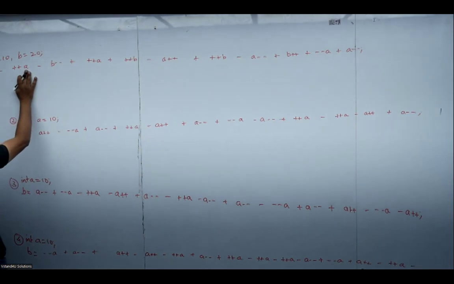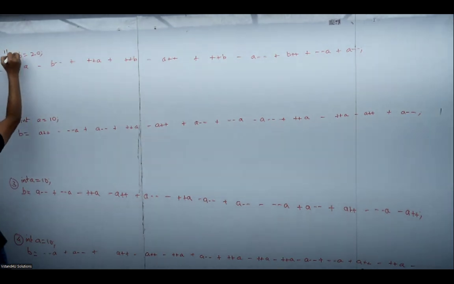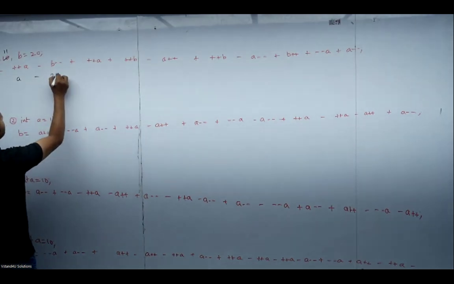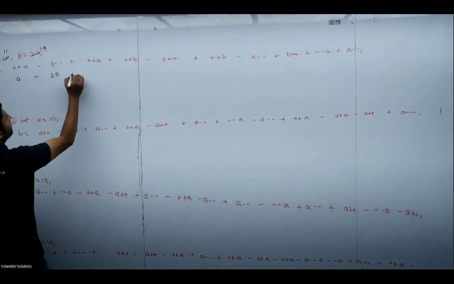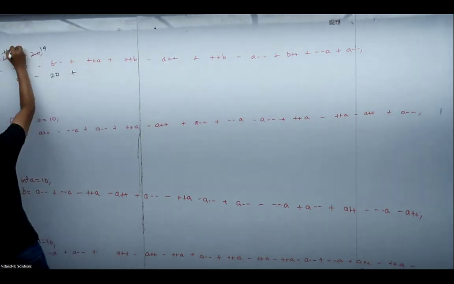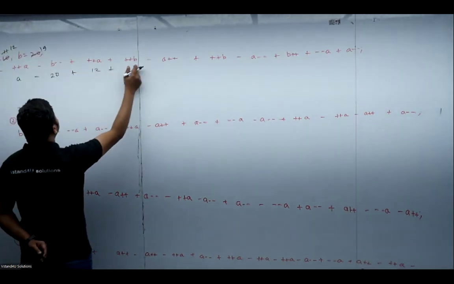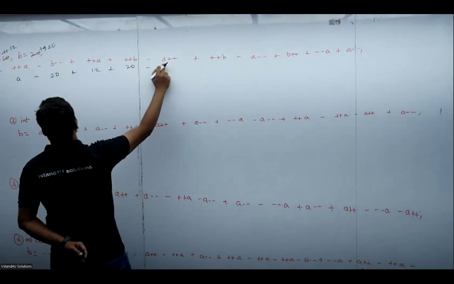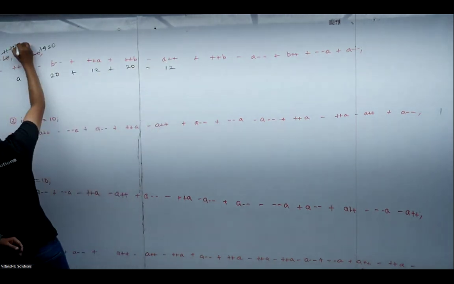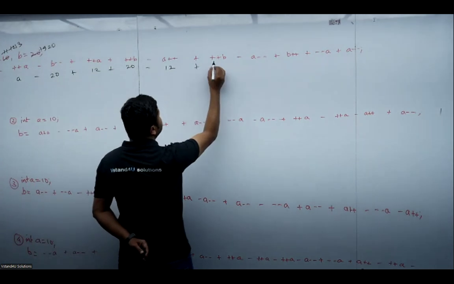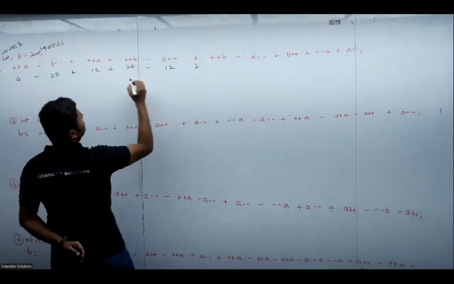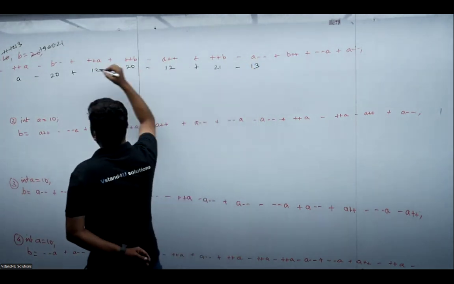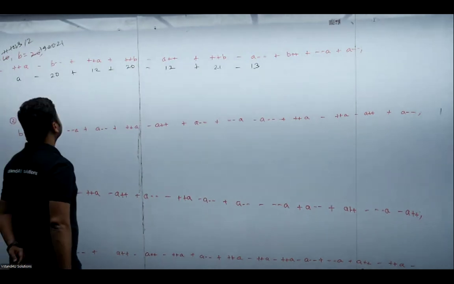So here, what is the value? First, we will increment A, and then use the incremented A. Minus whatever B value is there, use it as it is, and don't forget to decrement it. Plus, first you increment and use the incremented value, that is 20. Minus, use whatever is there as it is, and don't forget to increment. Plus, first you increment, use the incremented, minus first you use it, that is 13.